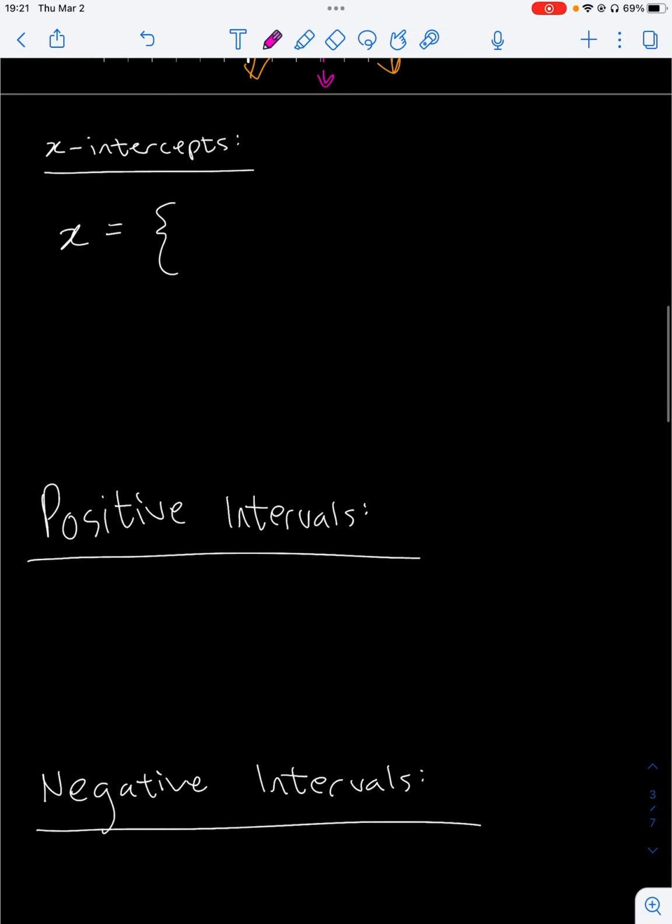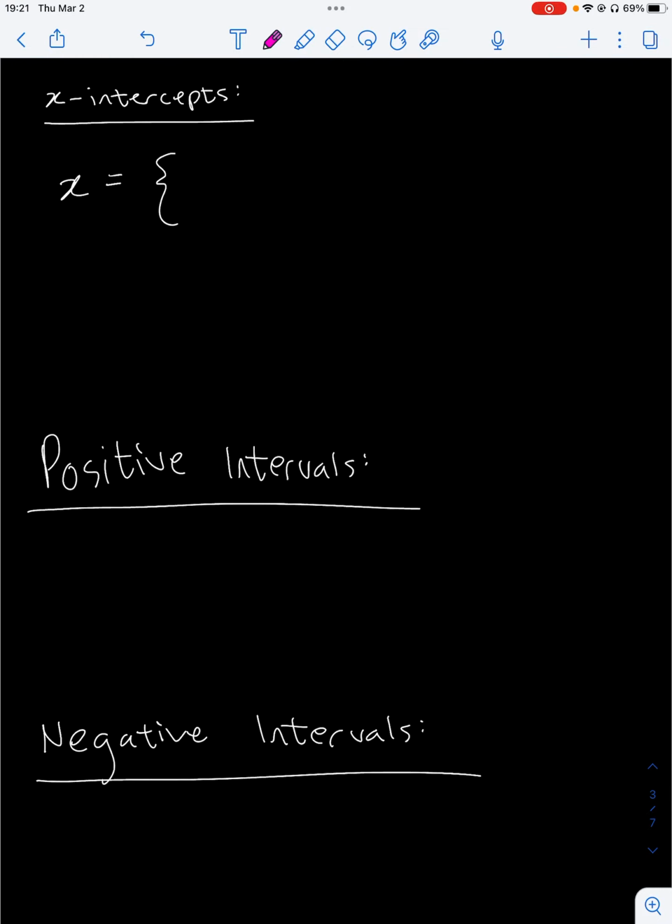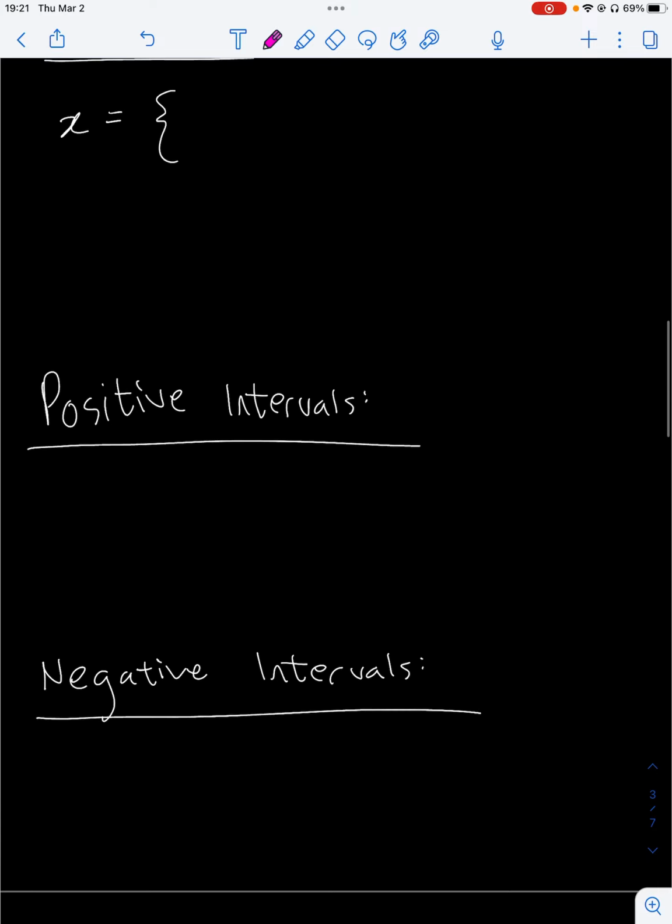Hello. So in this video, I wanted to talk about the vocabulary of x-intercepts, how we can find those, how we list them out, and then also the idea of positive and negative intervals on a graph. So first up, hopefully everyone's familiar with the vocab of an x-intercept.